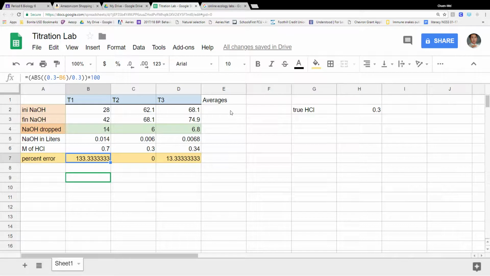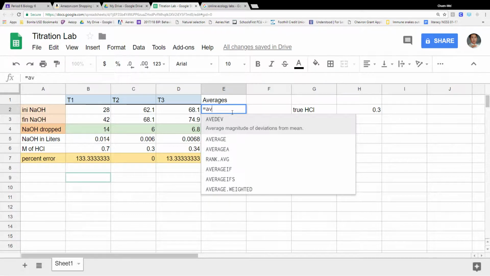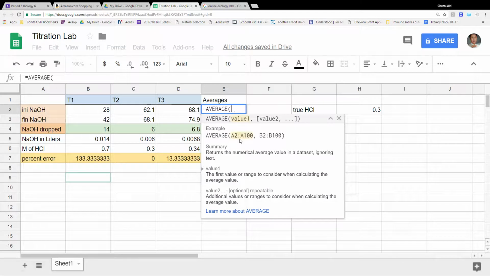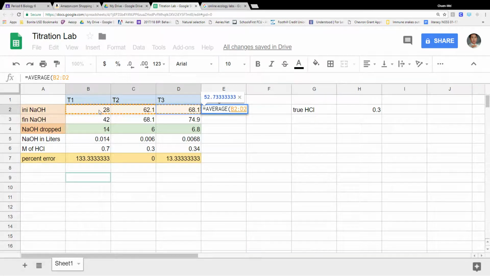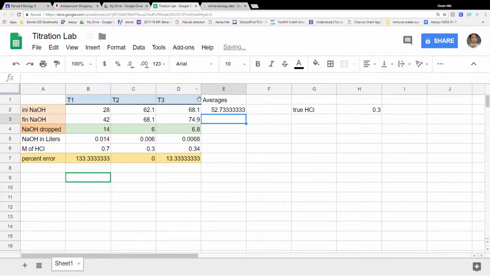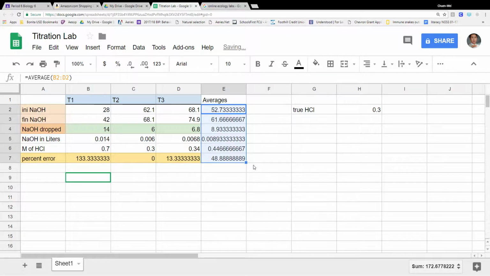Last thing for us to do is to find the averages. Very easily done. The equation here is equal to, and then just type in the word average, right? And Google gives you the thing. You can click on it if you want. And we want the average of these 3 things. See, when I highlight it, it gives that range within the formula from B2, which is this cell, to D2. And then just close parentheses. Boom. Found the average for me. Good. And then I could just drag this down, and it'll find the average of all these numbers.